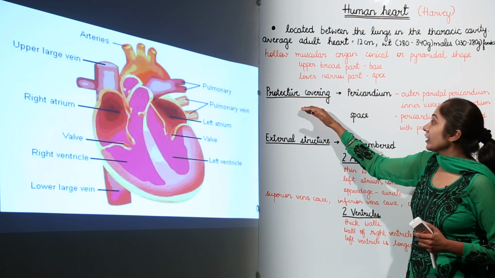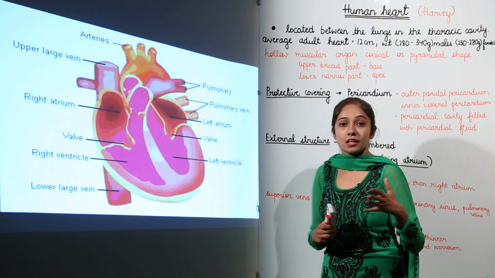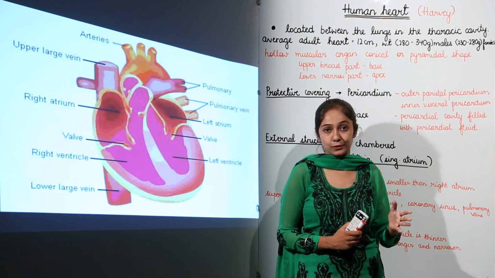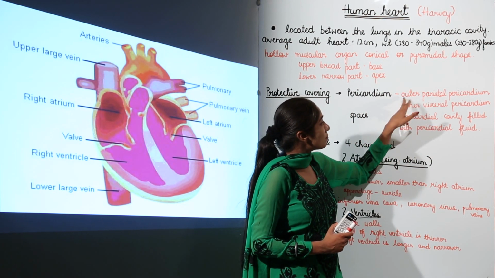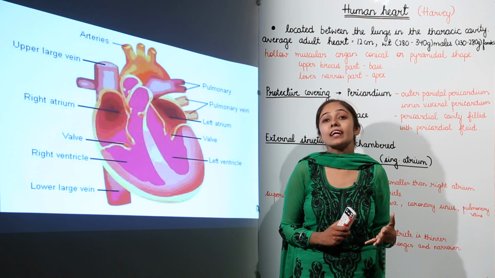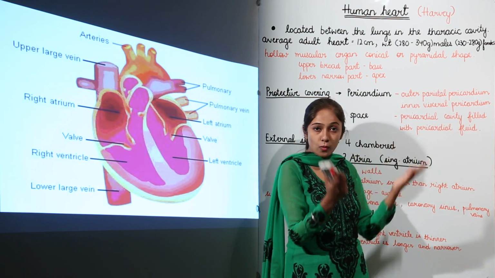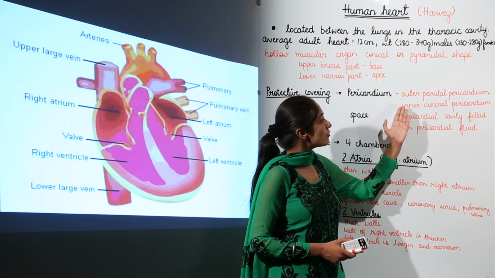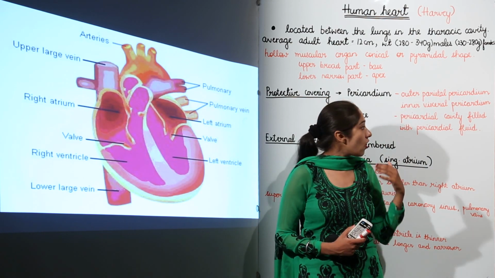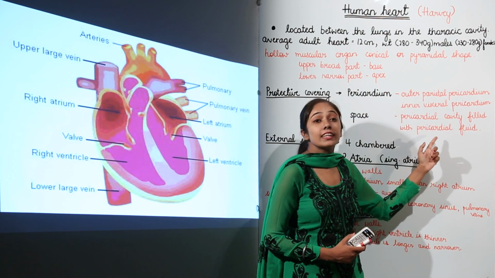The protective covering of the heart is known as the pericardium, which is composed of two layers: the outer parietal pericardium and the inner visceral pericardium. Between these two layers there is a space. We call that space the pericardial cavity, and it is filled with pericardial fluid.